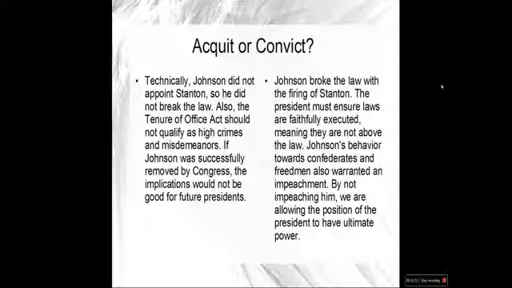The case to convict. Johnson broke the spirit, if not the letter, of the Tenure of Office Act when he fired Secretary of War Stanton, who was appointed while he was vice president, and appointed a successor without Congress's consent. Furthermore, the Constitution states that the president must see that the laws are faithfully executed. By failing to enforce the laws passed by Congress, Johnson failed to do his constitutional duty. Since no president should be above the law, Johnson must be convicted for this behavior.